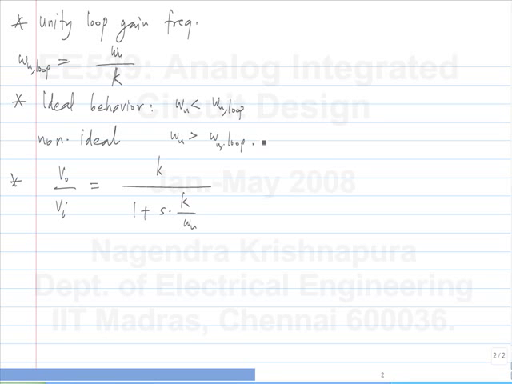So now the question is, can we even implement this loop correctly? Ideally, we started off saying that to drive the output to a certain value, we take the difference between the input and some ratio of the output, integrate it, and drive the output. So what are all the non-idealities that can come up?